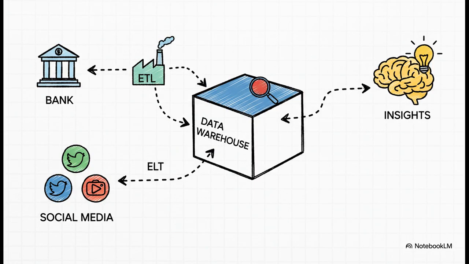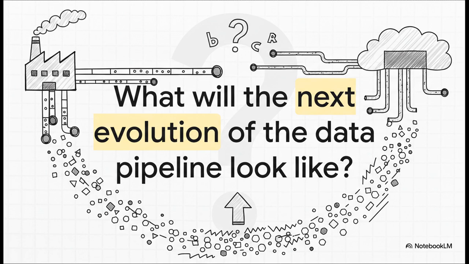And in the real world, the truth is, most companies today don't pick just one. They actually use a hybrid approach. For example, they might use a classic ETL process for their super sensitive financial data, but at the same time, use an ELT pipeline to pull in streaming social media data for real-time analytics. Best of both worlds. And that really brings us to the final thought.